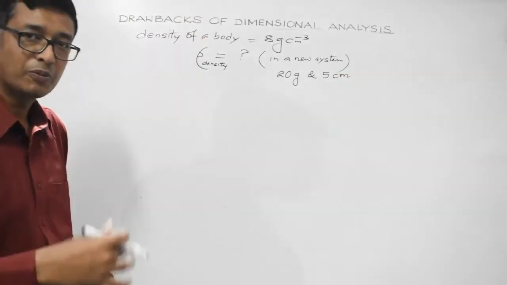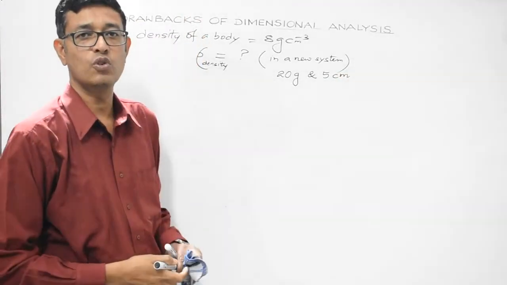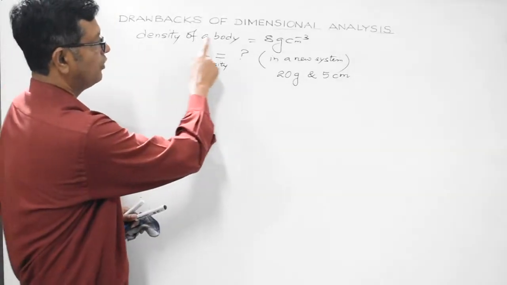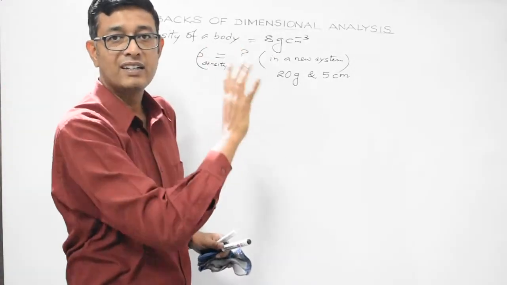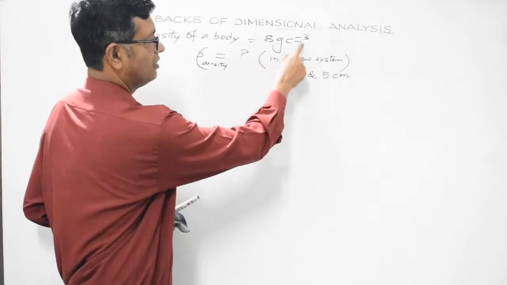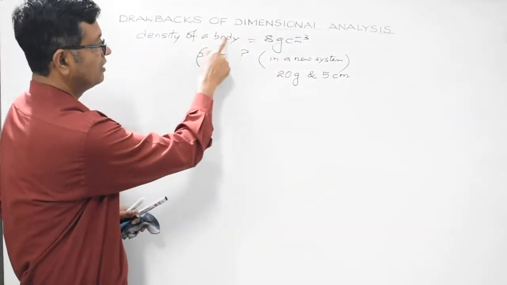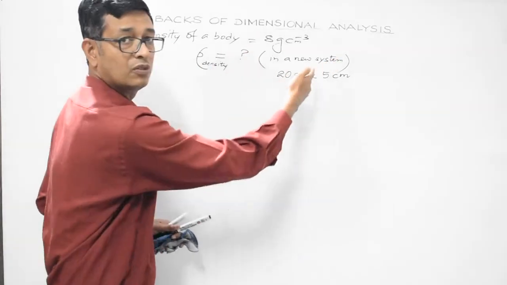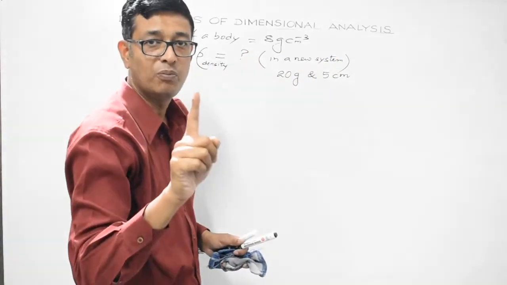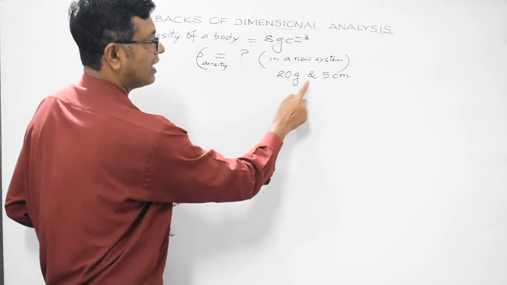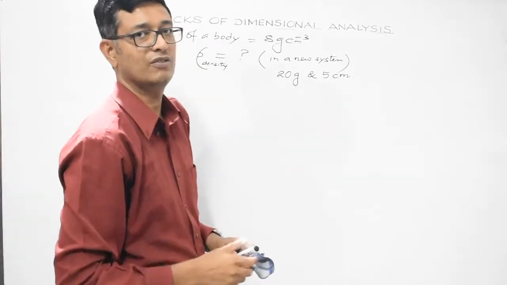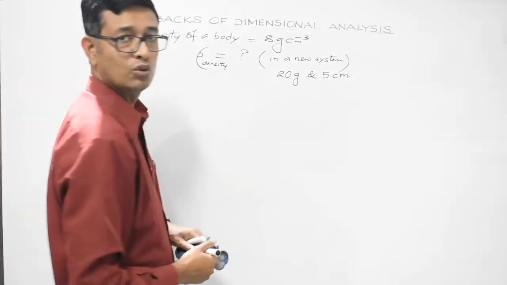Right? So I am repeating the question, it's a very interesting question. The density of a substance or a body is given to be 8 gram per centimeter cube. It's a CGS system. Density is mass over volume, right? What will be the density of the same body in a new system where the fundamental units of mass and length are 20 gram and 5 centimeter respectively, right? How to go about it? Let's see.